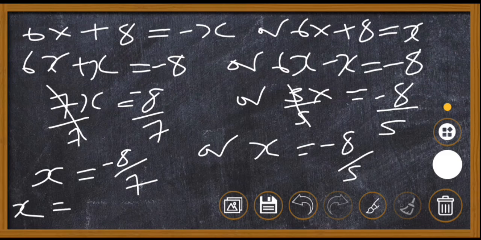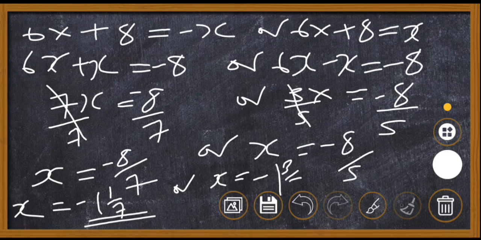So 7 into 8, it goes 1 time, remainder 1 over 7. This is the value. Or x equals, 5 into 8, it goes how many times? 1 time, remainder 3 over 5. So this is another value of x. So we have two values of x, this one and this one. This is basically the solution to the expression we had.